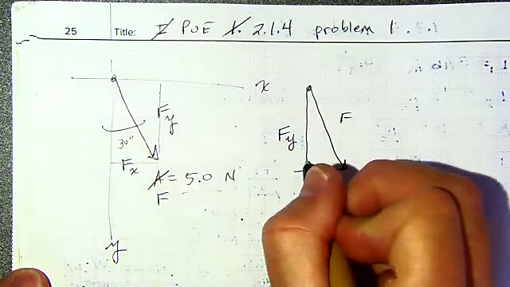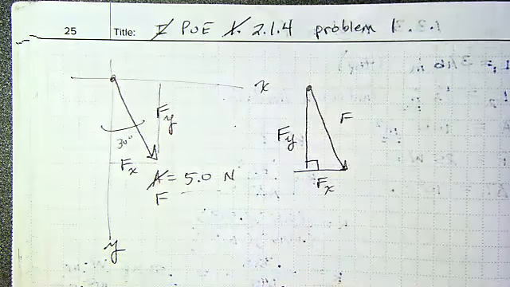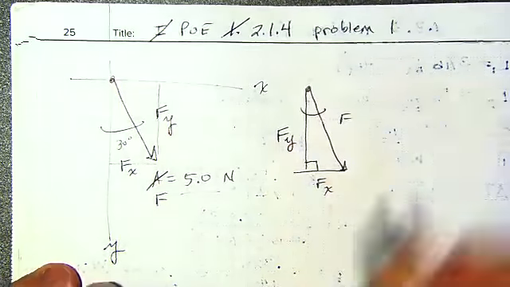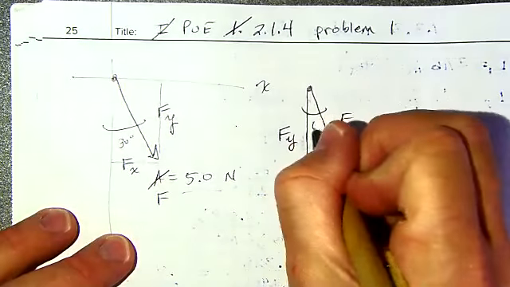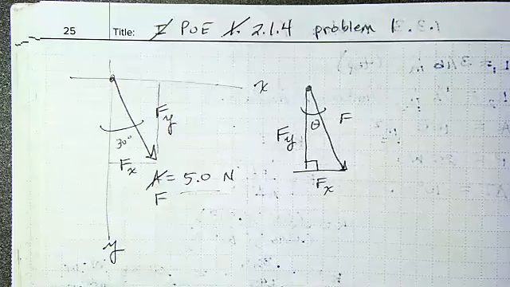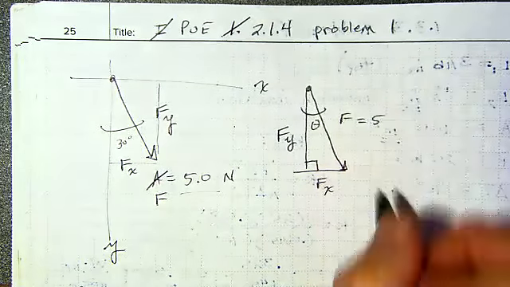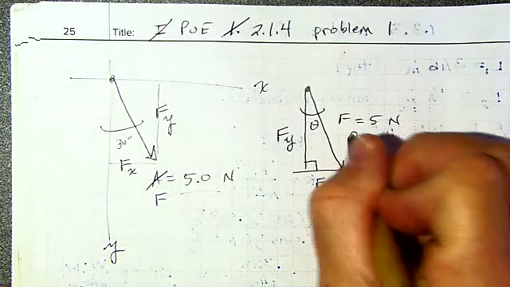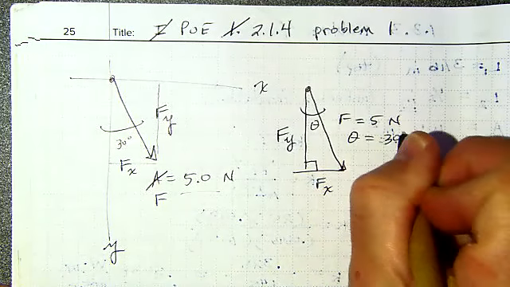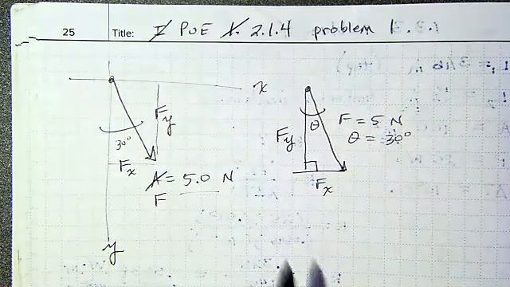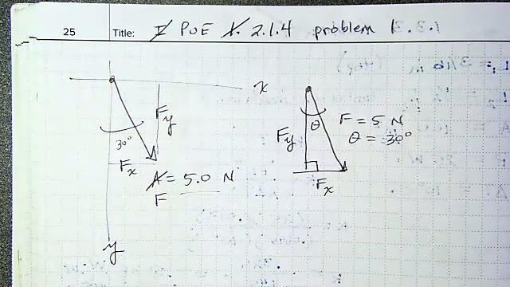It always needs to be a right triangle, with an angle. That angle is usually labeled with a Greek capital theta. We got an F, which we know. We've got 5 newtons. We've got a theta, which we also know is 30 degrees. We have an F sub x and an F sub y, which we don't know.